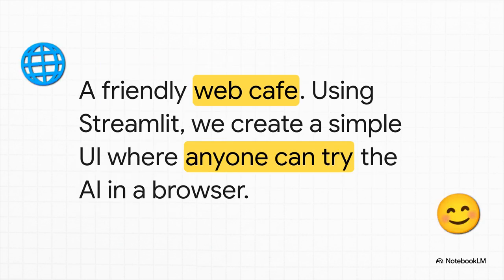And for our third way, we've got the mini UI. Using Streamlit, we can create this beautiful, simple little web cafe. It's a friendly web page where anybody, even your friends who don't code, can just paste in some text, click a button, and see the magic happen. This makes our AI accessible to everyone.